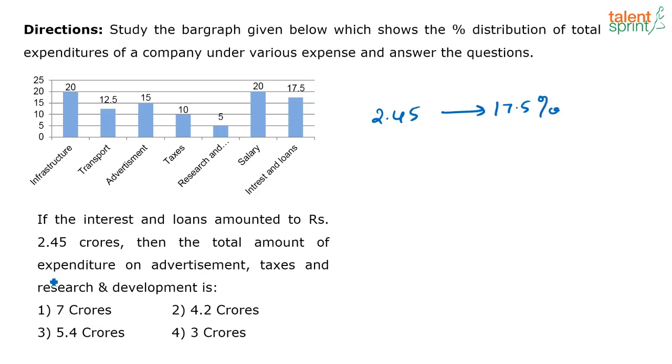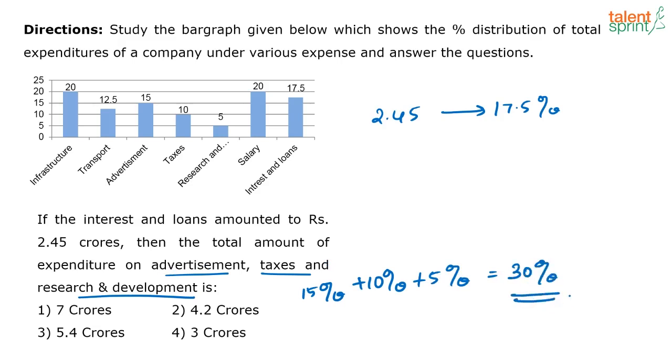Now these three, correct? Expenditure on advertisement, taxes, research. What is the expenditure on advertisement? That is 15%, correct? 15% of the total expenditure. On taxes, 10% of the total expenditure. Research and development, that is 5% of the total expenditure. So put together these three account to 15 plus 10 plus 5, or 30% of the total expenditure, correct? That is advertisement, taxes and research and development. Expenditure on these three account to 30% of the total expenditure.